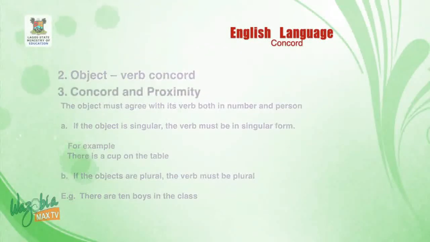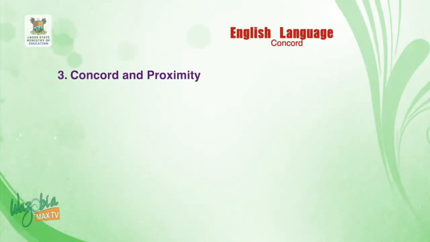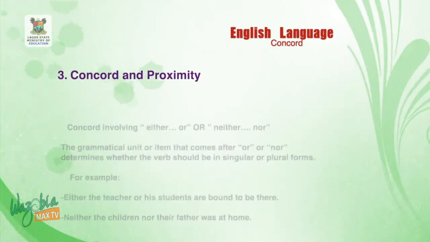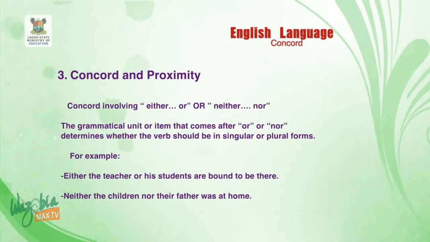Now let's move further. We have concord and proximity, especially when it involves either or neither nor. The rule here is this. The grammatical unit or item that comes after or nor determines whether the verb should be in singular or plural forms. For instance, either the teacher or his students are bound to be here. Now, his students comes after or, and that's what informs our choice of are. That's the plural verb in that sentence.